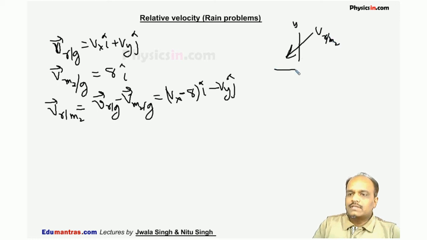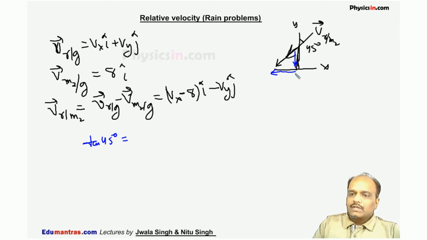This is our y-axis, this is our x-axis, and this man says the rain is falling at an angle of 45 degrees with the vertical. So in this situation, this is our horizontal component and this is the vertical component. So now we can say tan 45 degrees is equal to the horizontal component over the vertical component, and the horizontal component is negative.